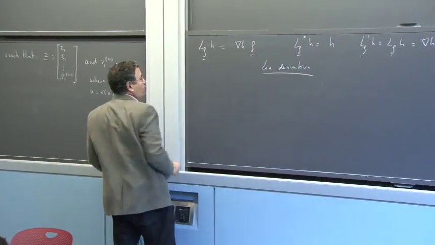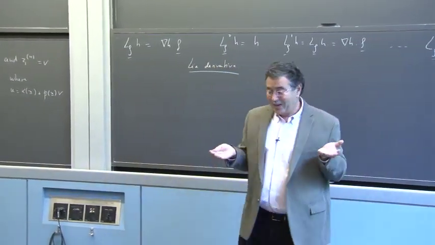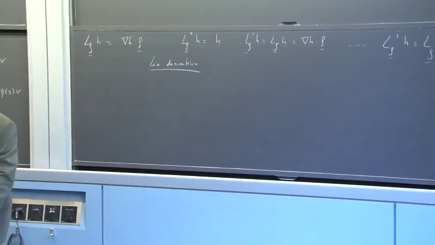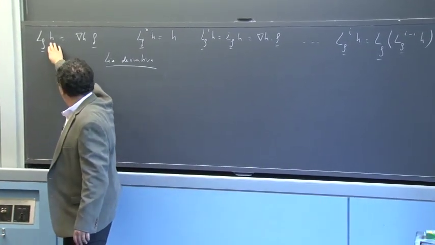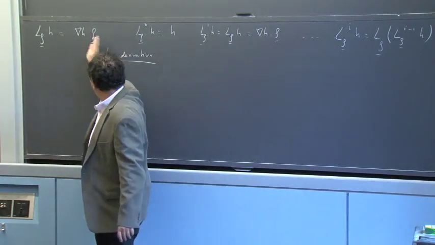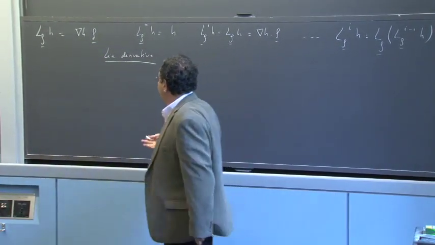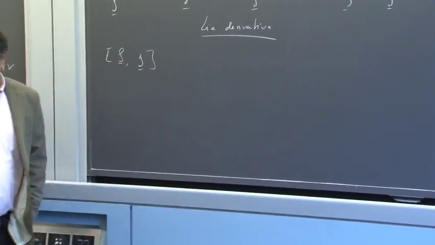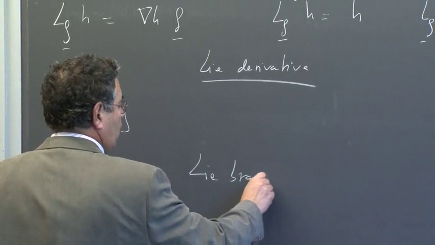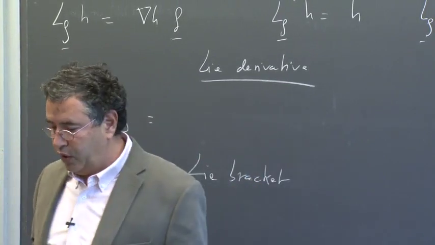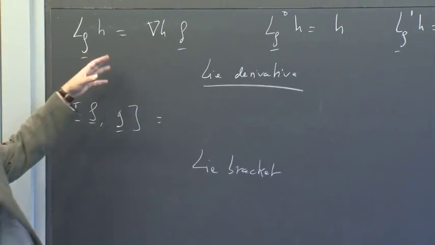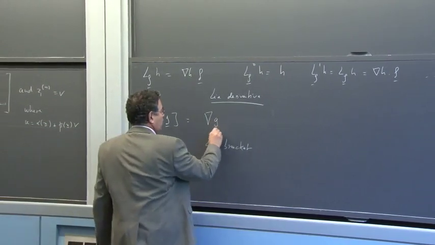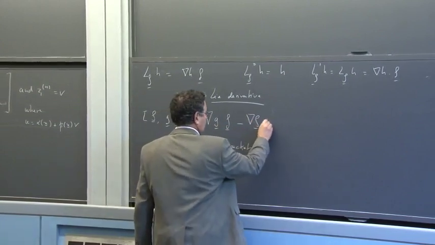So we also defined another operator. This operator takes a scalar h of x and a vector field f of x and returns a scalar: the dot product, gradient of h times f. Now we have another operator, which is called the Lie bracket. This takes two vector fields and returns a vector field. So this takes a scalar and a vector field and returns a scalar. This takes two vector fields and returns a vector field. And it's Jacobian of g times f minus Jacobian of f times g.